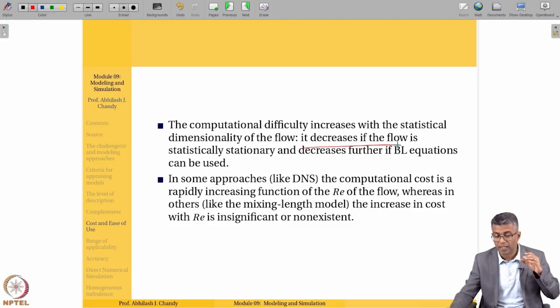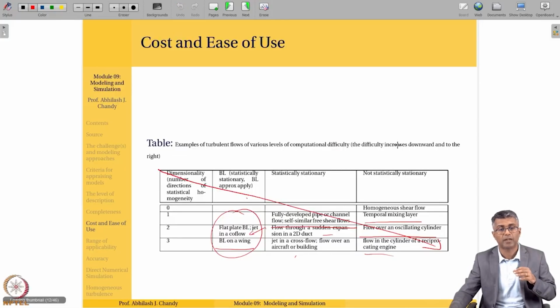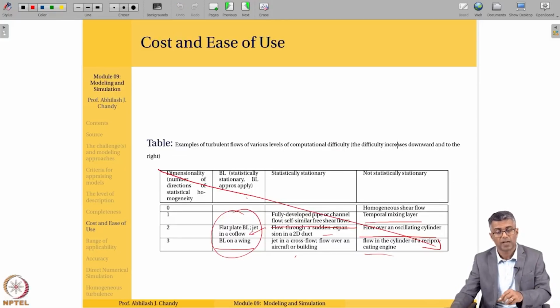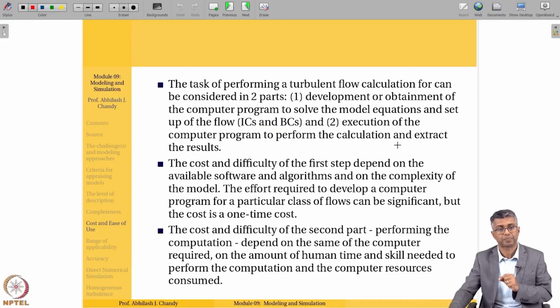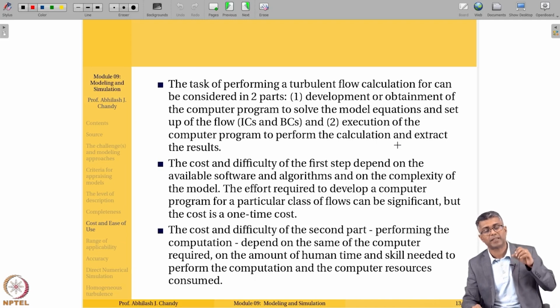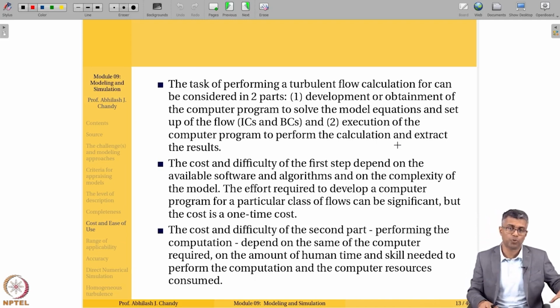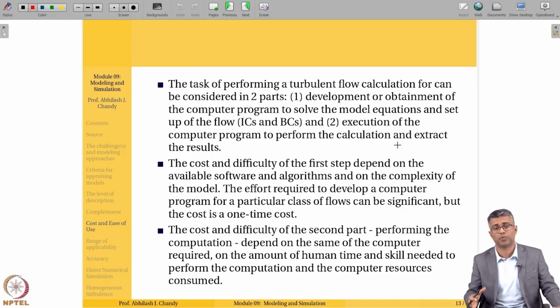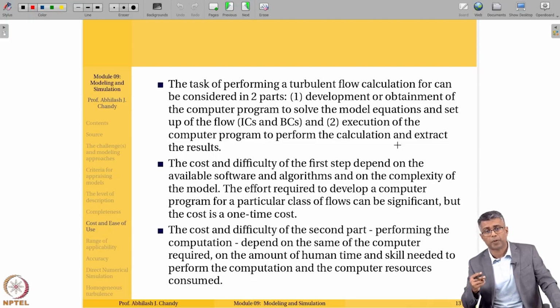But the ease with which you can solve this depends on the kind of problem you have, and the kind of complexity you have in the problem. So you have the task of performing a turbulent flow calculation. You can consider it in two parts. We are talking about what is the ease associated with using a model, right? We are talking about two parts here.